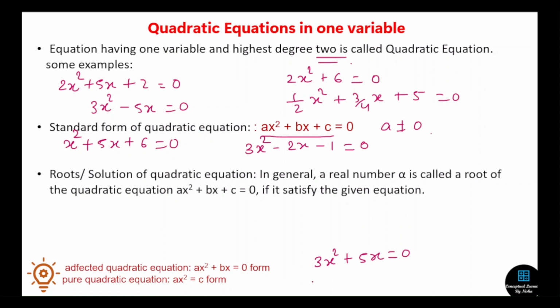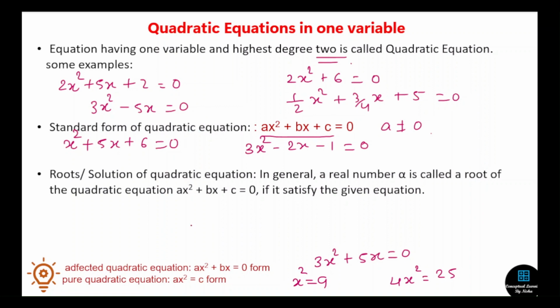When the x term is missing, okay, if you have simply x² = 9, this is also a quadratic equation which is in pure form. So it is called a pure quadratic equation. Also if I say 4x² = 25, this is also a pure quadratic equation.